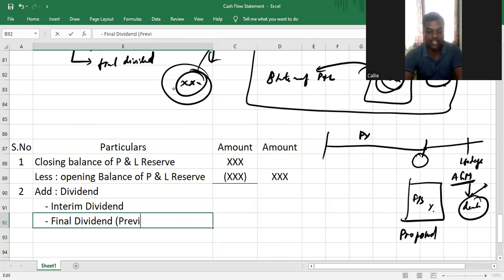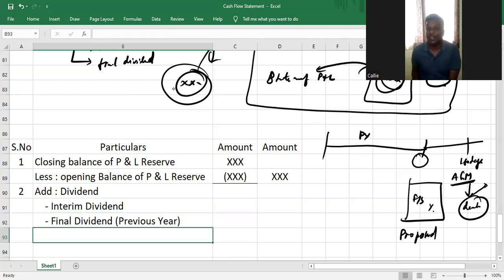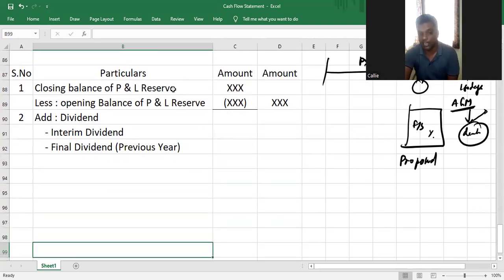previous year dividend. In order to confuse you, they'll give you both the current year proposed dividend and the previous year proposed dividend. But what is required for the current year, what is paid during the current year, is the previous year's proposed dividend. So when you're preparing the cash flow statement, you got to consider the previous year's proposed final dividend and not the current year's proposed final dividend. While solving the question, you'll get a better understanding of that.